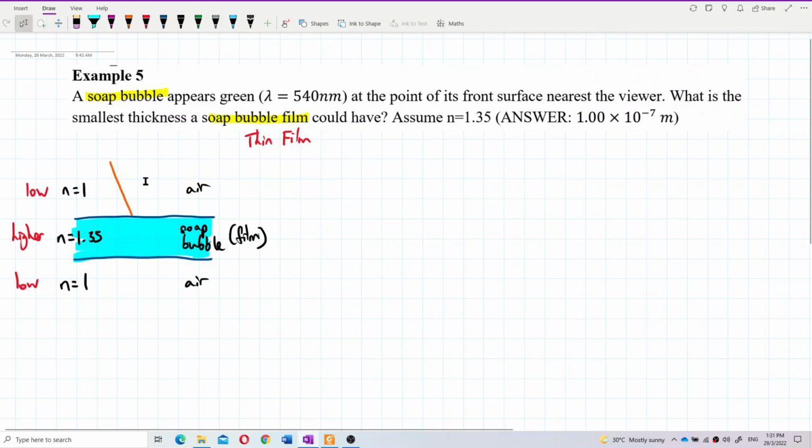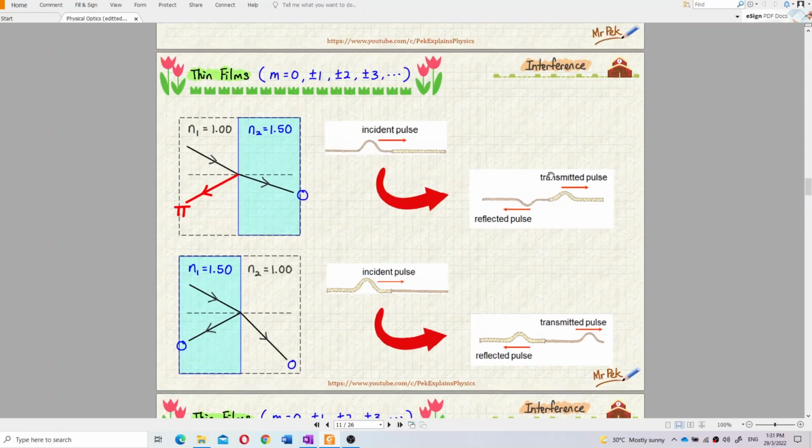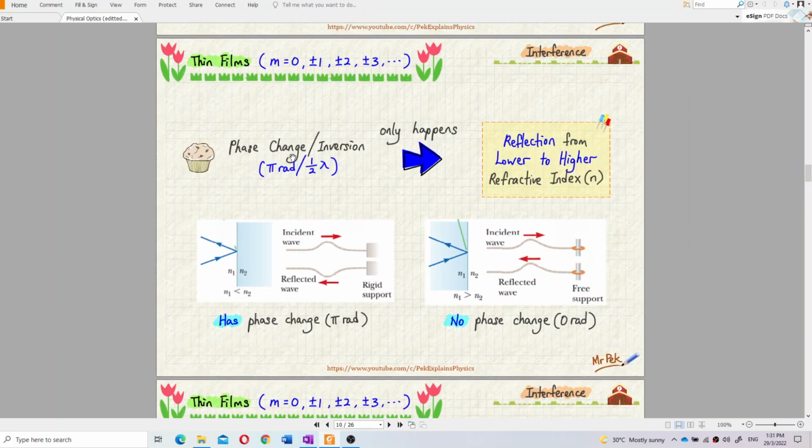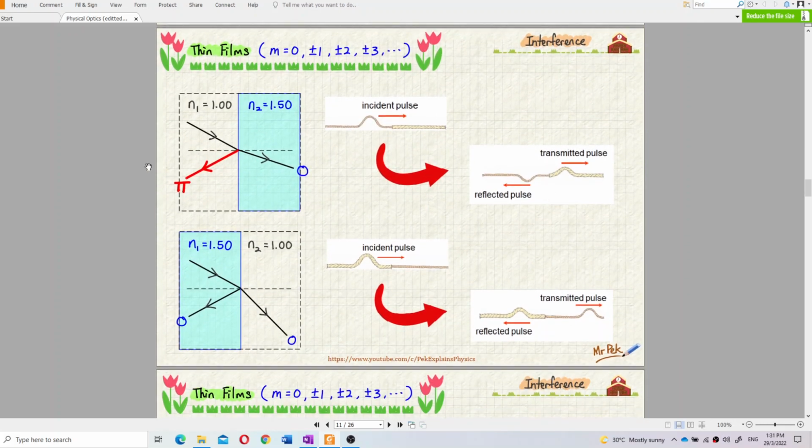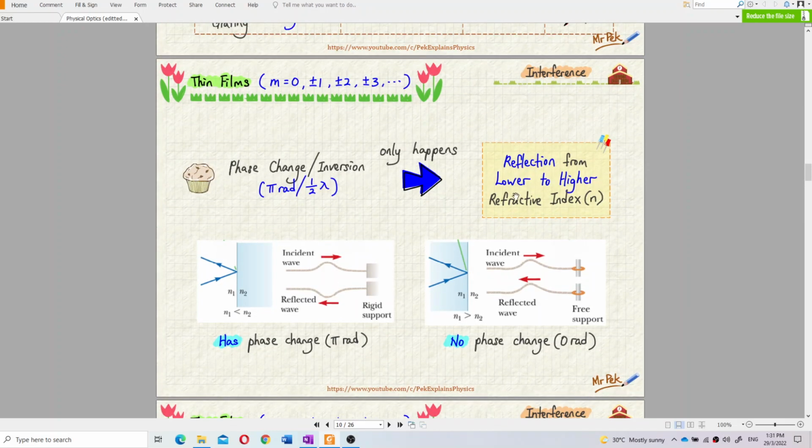Before we draw this ray, remember this rule. A phase change of pi radian only happens for reflection, not refraction. And also only for reflection from lower to higher refractive index. So you can see when it happens, the pi radian phase change only happens for reflection from lower to higher refractive index, like this one.